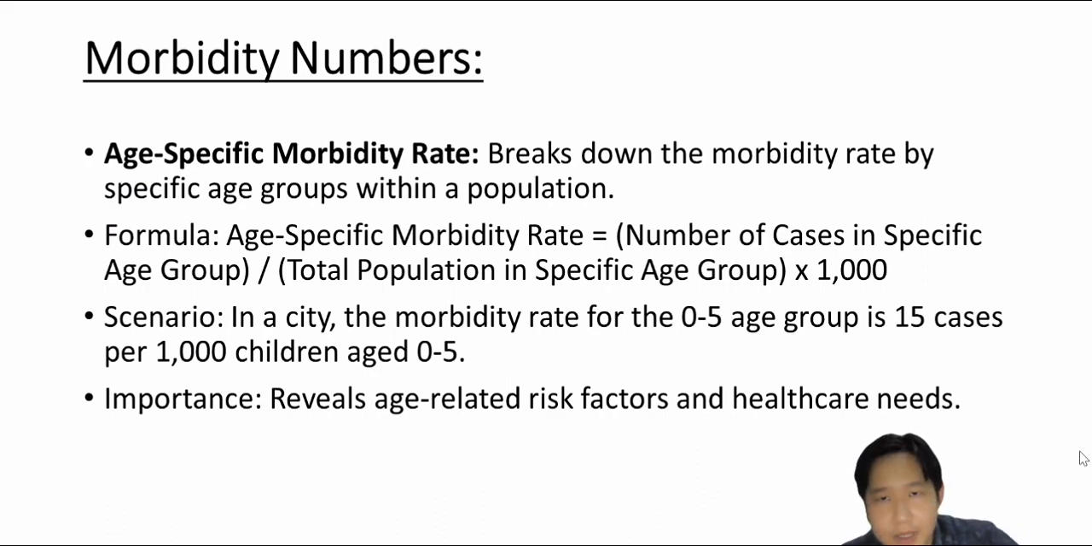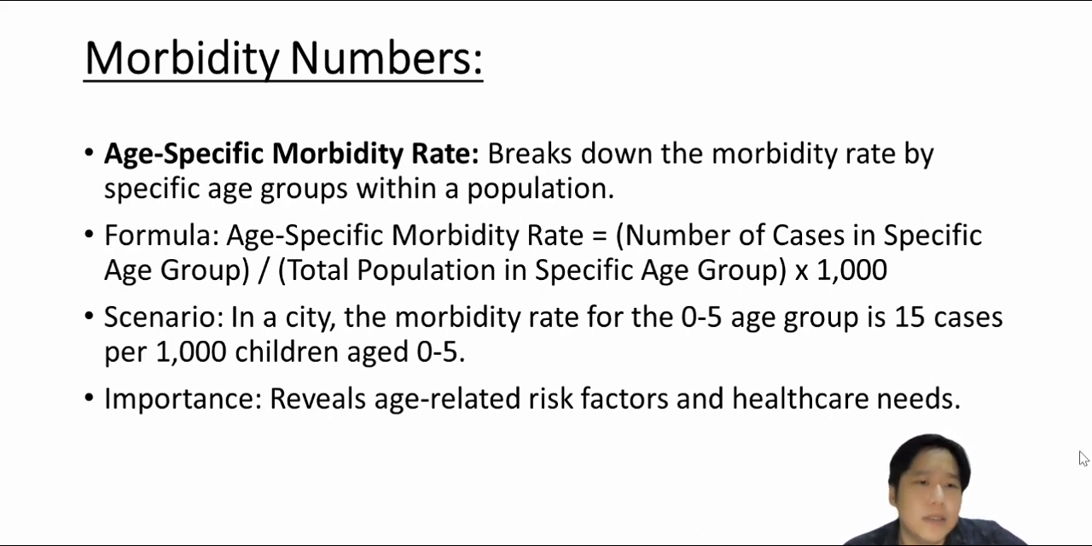Okay. Here's the formula, right? You can see number of cases in specific age groups divided by total population in specific age groups, multiplied by 1000. Here's the scenario. In a city, the morbidity rate for the under 5 years old age group is 15 cases per 1000 children. So, the age-specific morbidity rate is 15 per 1000.